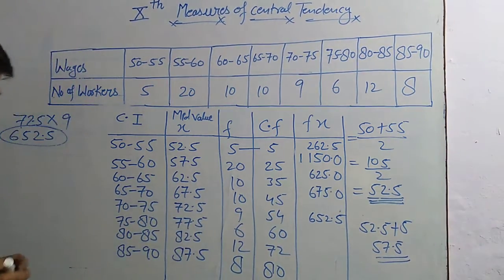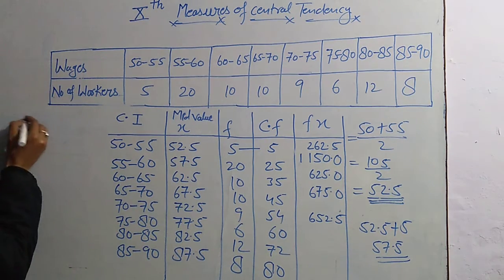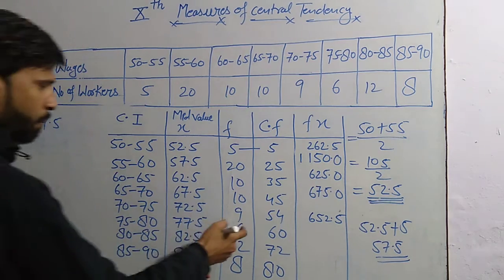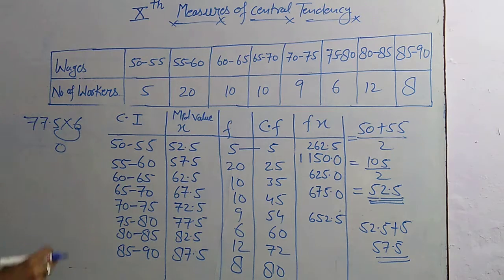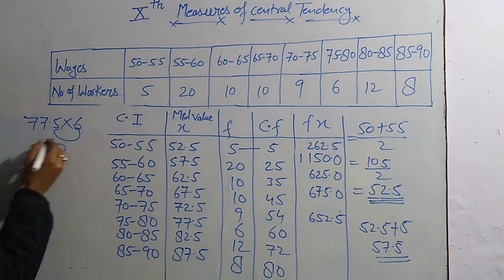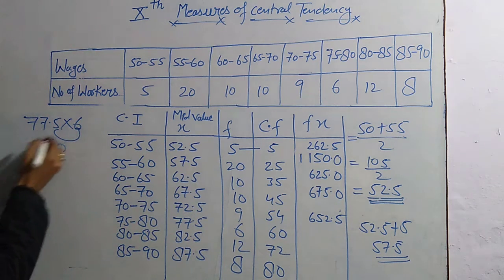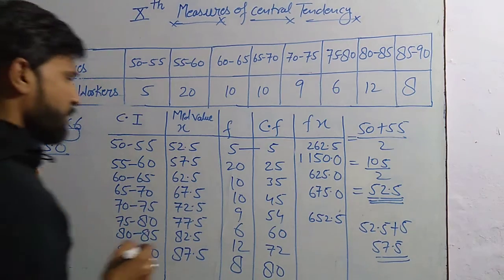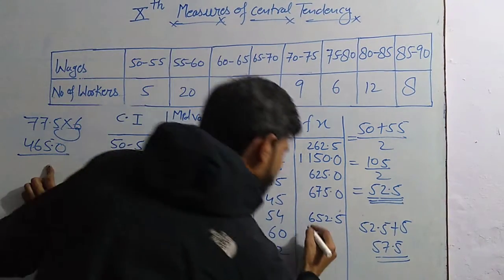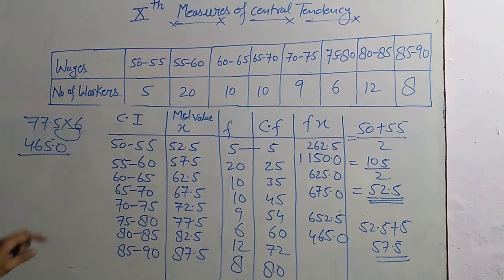77.5 multiplied by 6. 6 5s are 30, 6 7s are 42, 42 plus 3 is 45, 6 7s are 42, 42 and 4 is 46, and the decimal is after one place. It means 465.0. Now the next value is 82.5 multiplied by 12.